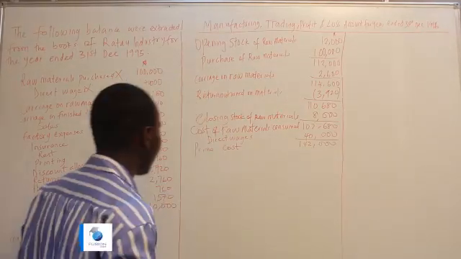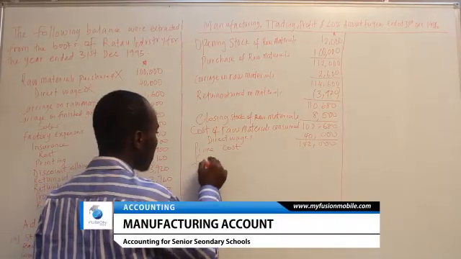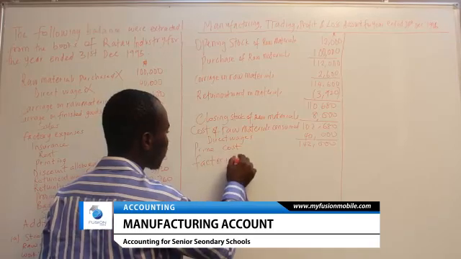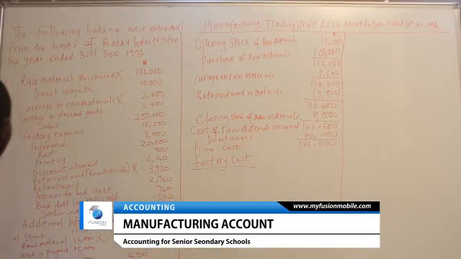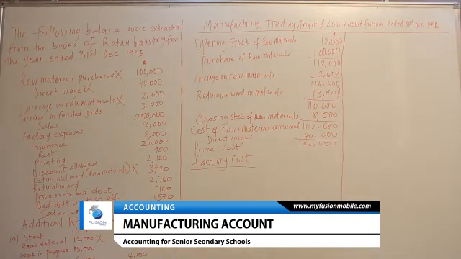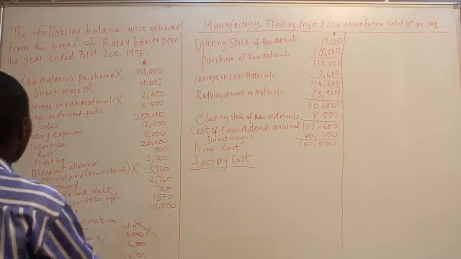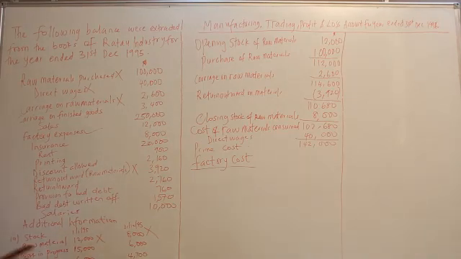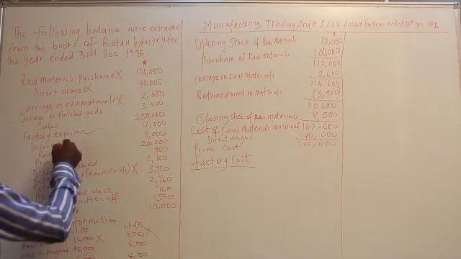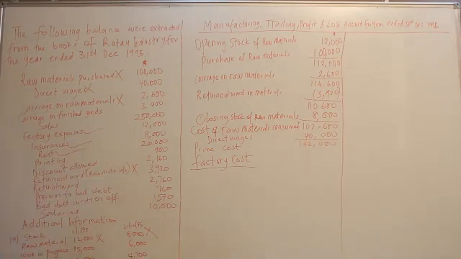That is the factory cost, or factory overhead. So as the factory overhead, we are going to have factory expenses. If we are told that rent and insurance expenses are also chargeable to the manufacturing account, so we have rent and insurance to be chargeable to the manufacturing account.